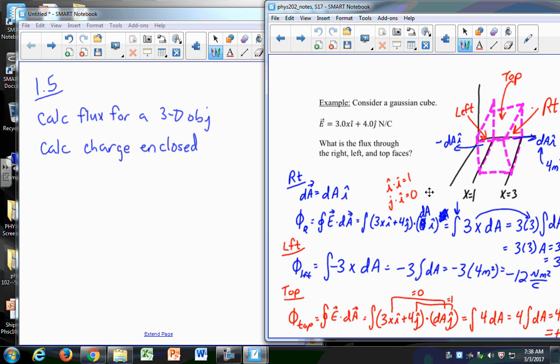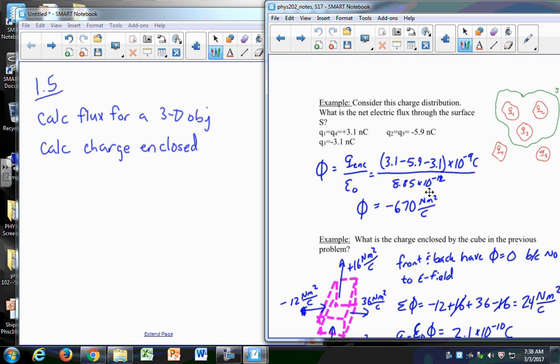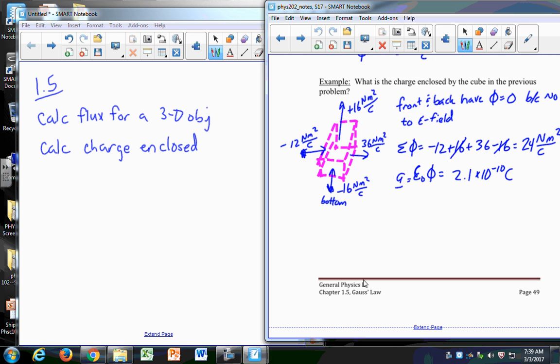See, these are just calculating the flux due to these various shapes. And then Gauss's law. You could see something like this where I tell you the amount of flux or the amount of charge enclosed, and you just have to calculate what is one or the other, just applying Gauss's law. But you'll also likely have one similar to this example, where we calculated the total flux for all 6 sides of the cube, and then determine the charge enclosed. I think that's about it for chapter 1.5.